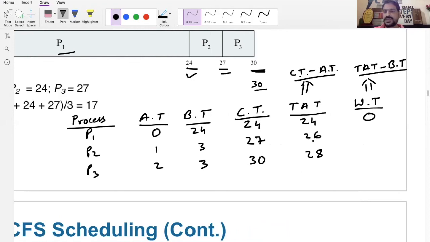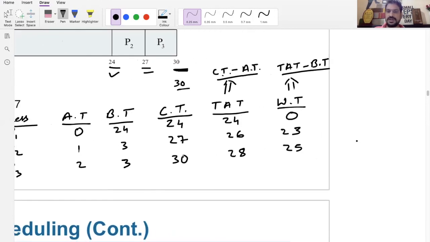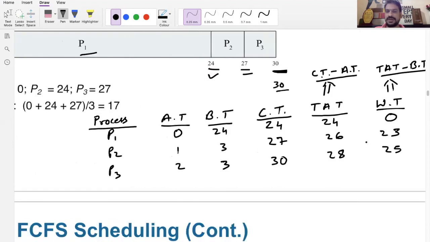Let's go for P2. The turnaround time is 26. The burst time is 3. So how much time has it spent in the ready queue? It is 23 units of time. Process 2 has been waiting in the ready queue. Now come to the third one, where the turnaround time is 28 and the burst time is 3. So how much is it? It is 25 units of time that P3 has spent in the ready queue. So I think you all get all this timing.